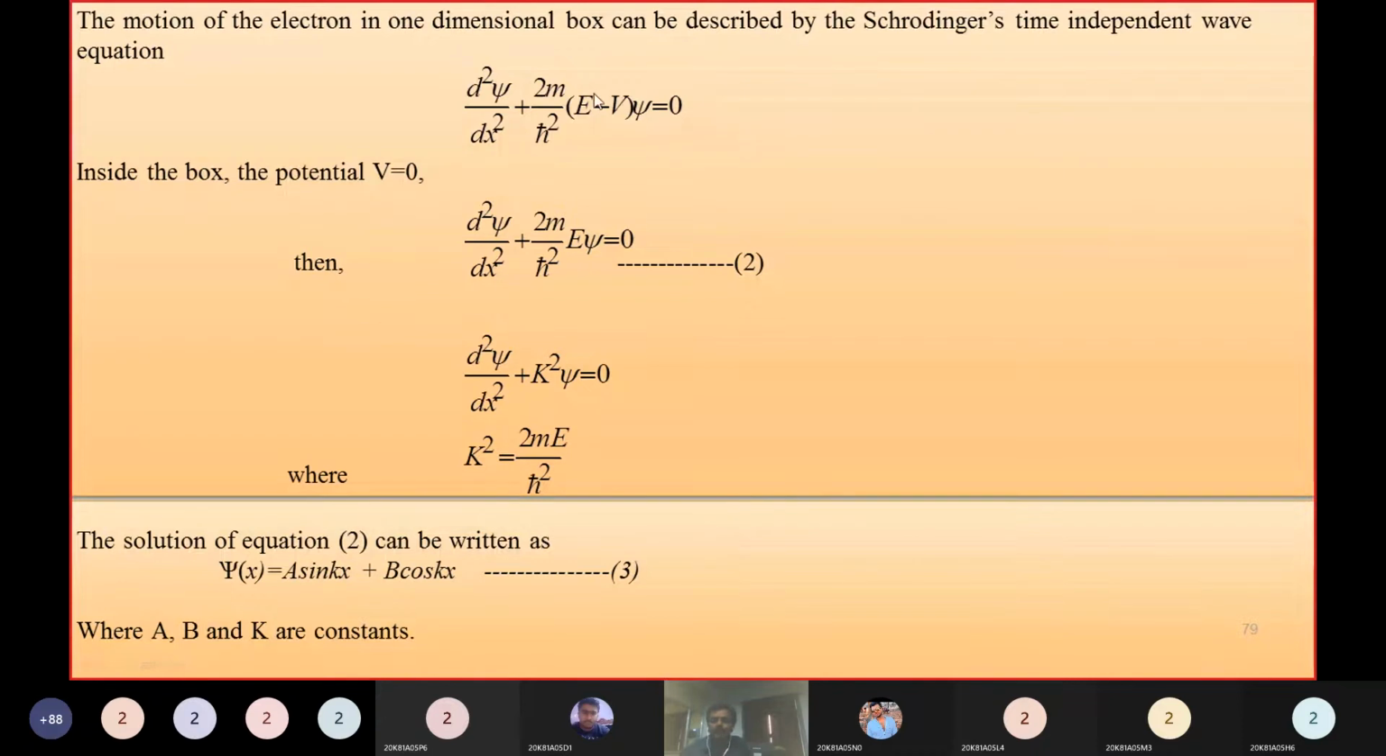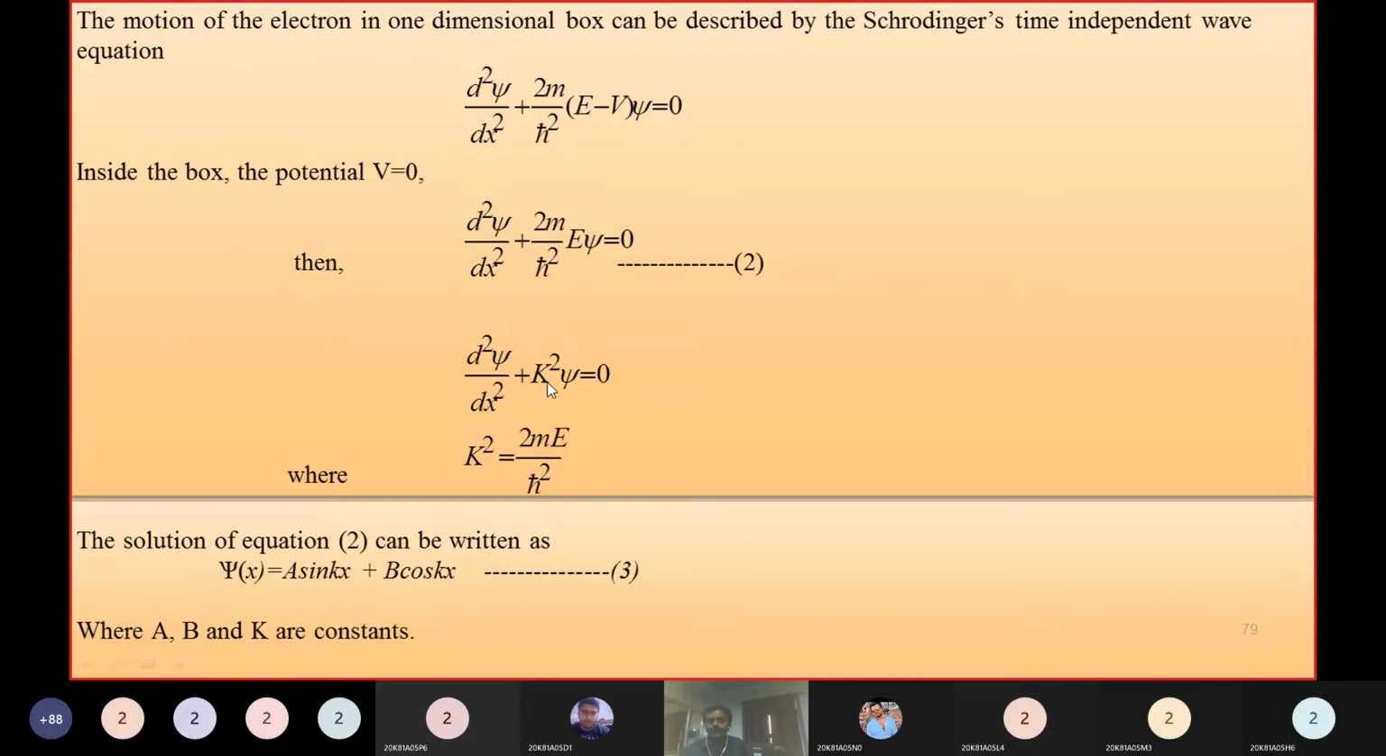Here we are just taking potential V equals 0, because inside the box there is no potential. Let us take the total term 2mE by h cross square equal to k square. This total is constant, because m is constant and h cross is constant. For a particular energy, this total is another constant, equal to k square.